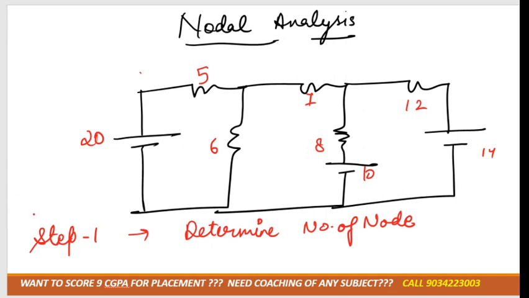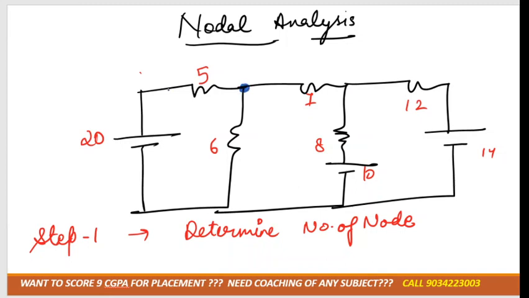Like remember, for mesh analysis we have a number of meshes, and that depends on how many equations we have. So in this case we are having two nodes, right?